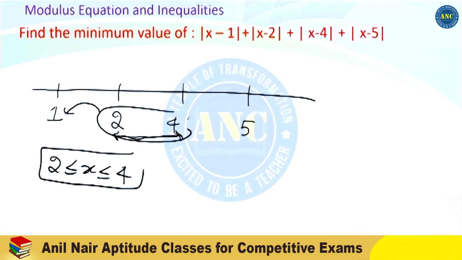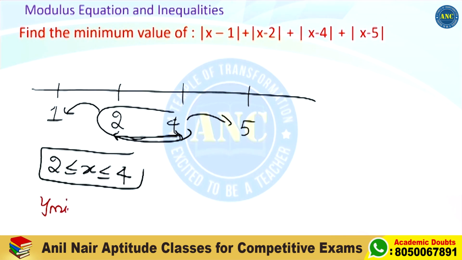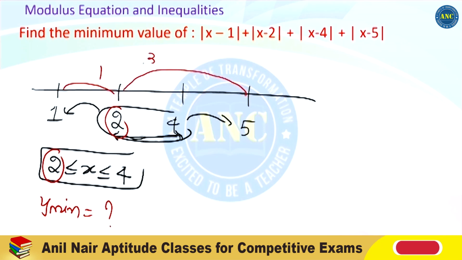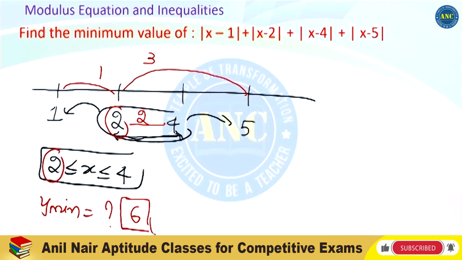Left hand side 1, right hand side 1. Equilibrium is maintained. 2 less than or equivalent to x less than or equivalent to 4, I will get the minimum value for the expression. So suppose if I take 2, 1 to 2, it is nothing but 1. Again 5 to 2, it is nothing but 3. 2 to 4, it is nothing but 2. So y minimum is nothing but 1 plus 3 plus 2. Answer is nothing but 6.